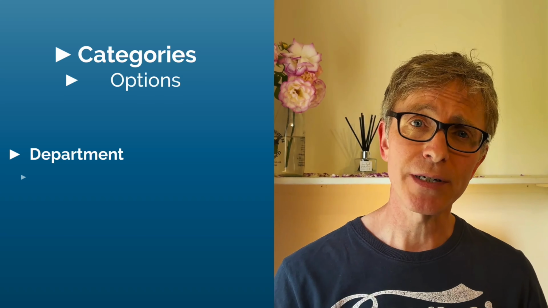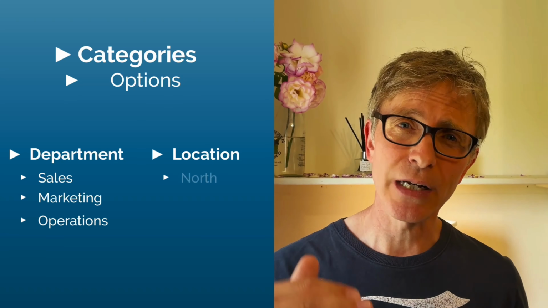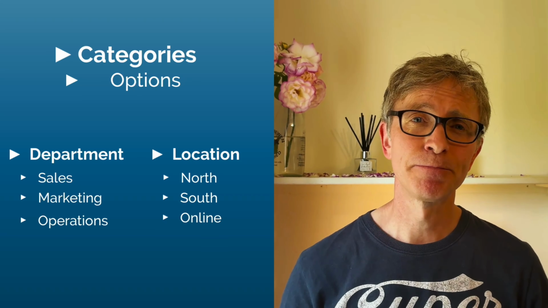So first, what are tracking categories? Essentially, they're labels that you apply to transactions in Xero. You define the categories yourself. So, for example, you might set up a category called Department with options like Sales, Marketing and Operations. Or you might create a category called Location with options like North, South and Online.